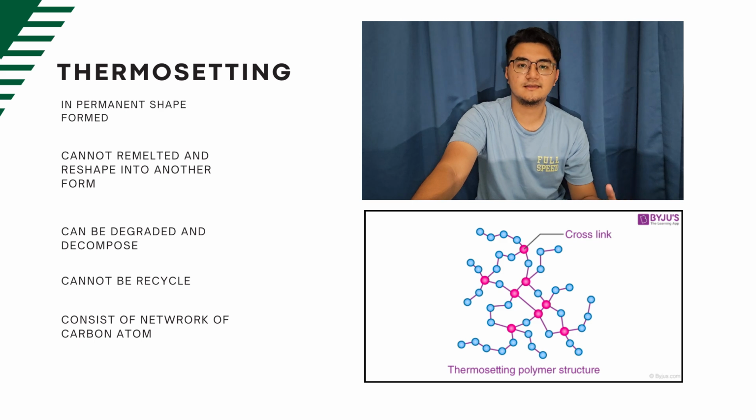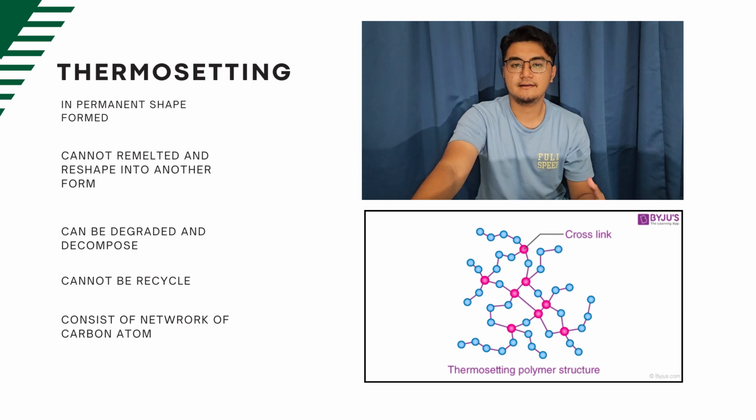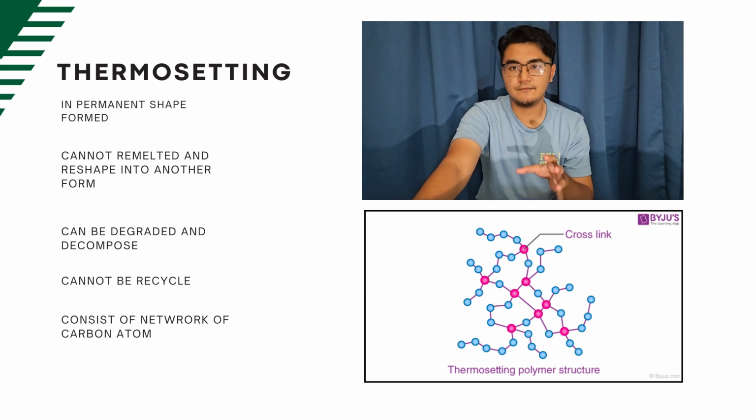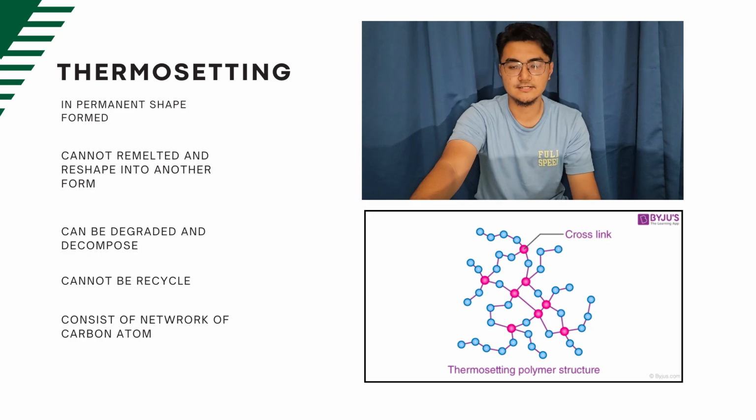For thermosetting, it is formed in a permanent shape, where the condition is set by chemical reaction, and it cannot be remelted and reformed into another shape when heat is applied, but it can be degraded and decomposed by heat at too high a temperature. Thermosetting also cannot be recycled. For microstructure, thermosetting consists of a network of carbon atoms that are covalently bonded to form a rigid solid.